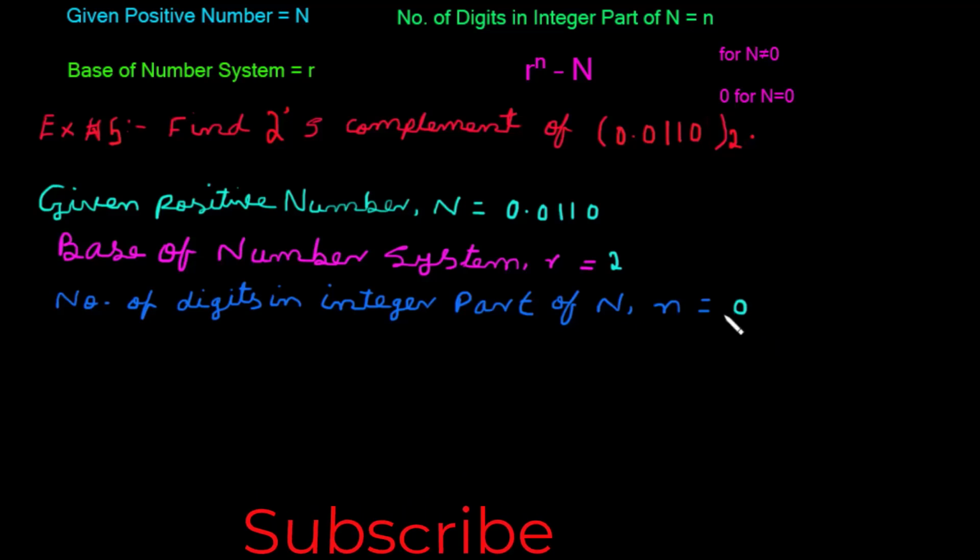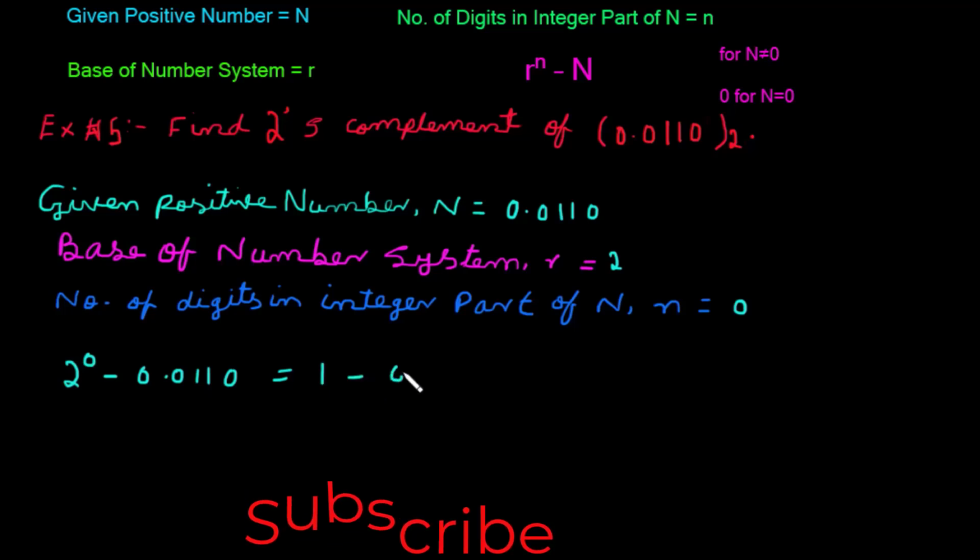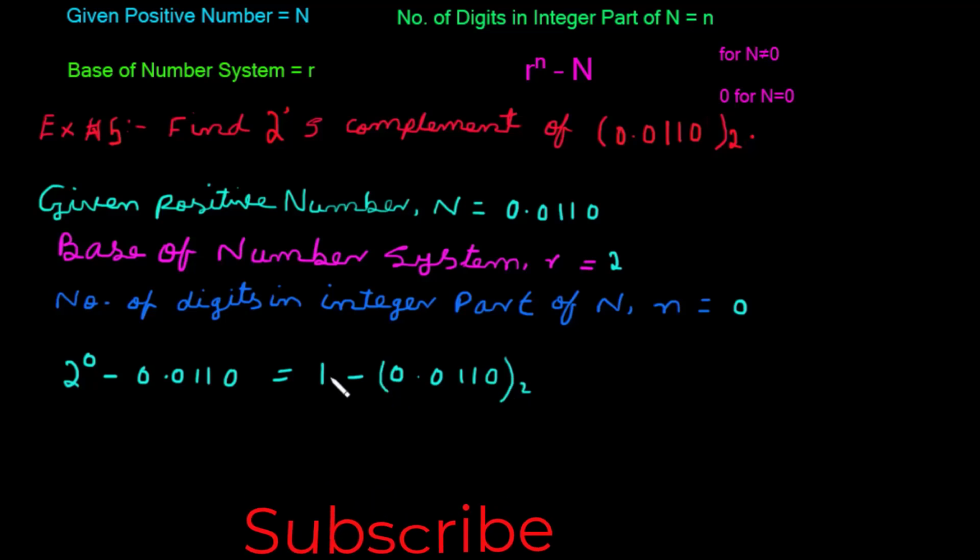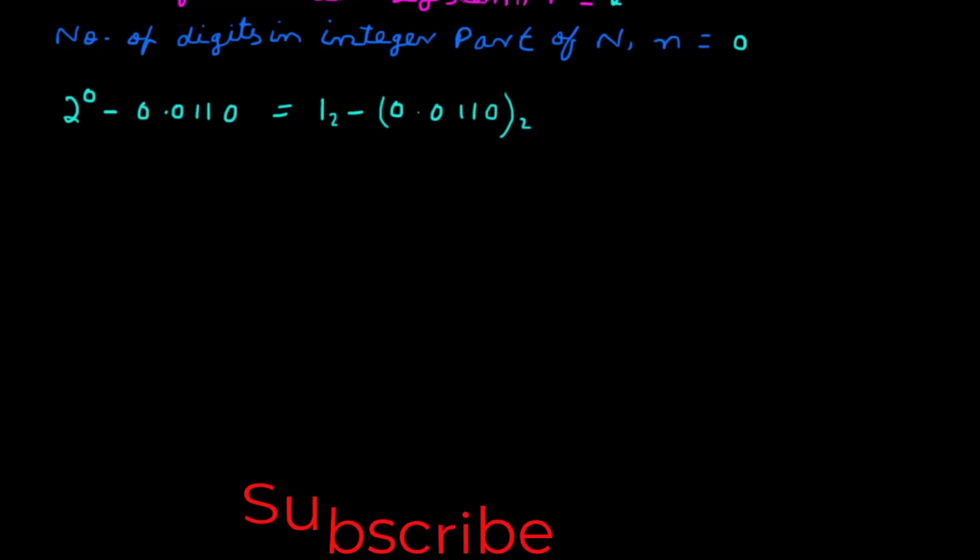Now substituting these numerical values: R has a value of 2, N has a value of 0, minus 0.0110. Anything having power of 0 is equal to 1, minus 0.0110. Remember that this is a binary number, so I will also consider this one as binary, writing it in vertical form, which makes it much easier to solve.